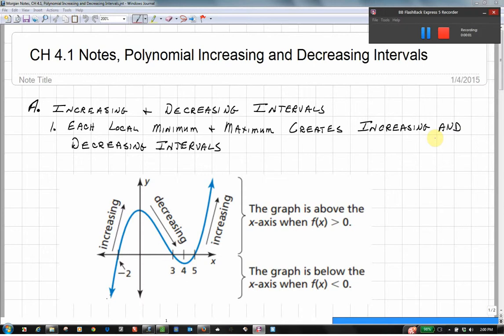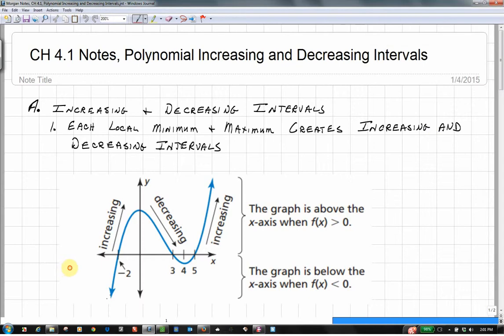Okay, the last piece I want to cover out of section 4.1 is something called increasing and decreasing intervals. In this chapter, we're going to have some curves, cubic curves, quartic curves. So there's going to be a lot of turns up and down in these things. And what we do is we identify the intervals, whether they're increasing or decreasing. So the bottom line, what we're going to do is think of ourselves as walking from left to right.